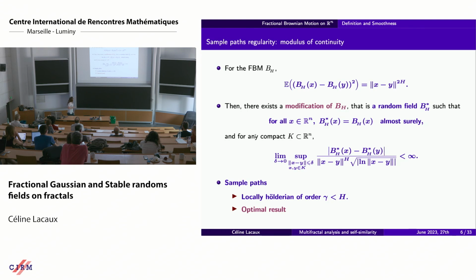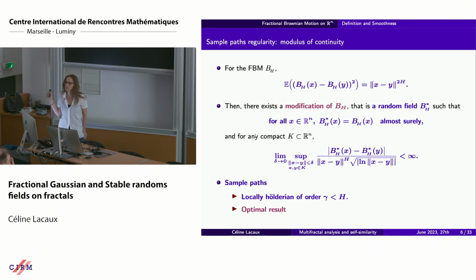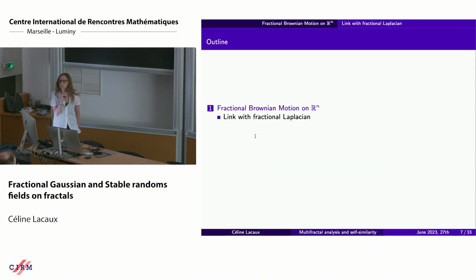Okay. So why do I give you this result about fractional Gaussian motion? Because we will be interested in proving exactly the same results for the fractional fields on the Sierpinski gasket. So at the end of the talk, you will see the same thing, but B_H will be replaced by the fractional fields on the Sierpinski gasket. Not exactly the same, because we don't have the optimality. Okay, so now to finish about fractional Gaussian motion, what is the link with the fractional Laplacian?